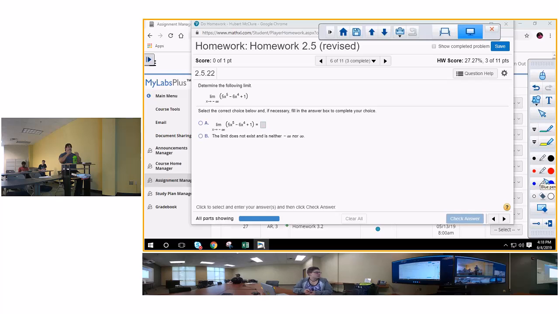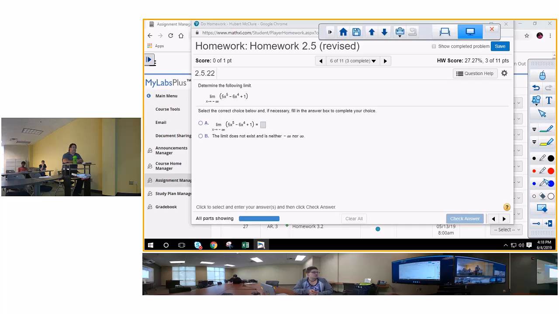So 5 to the negative infinity to the 5th power, so that's going to be negative infinity, right? 5 times negative infinity minus 6 times positive infinity, which will give you negative infinity. Okay? So you've got 5 times negative infinity, or negative 5 infinity, and then minus 6 infinity. What's minus 5 infinity minus 6 infinity?